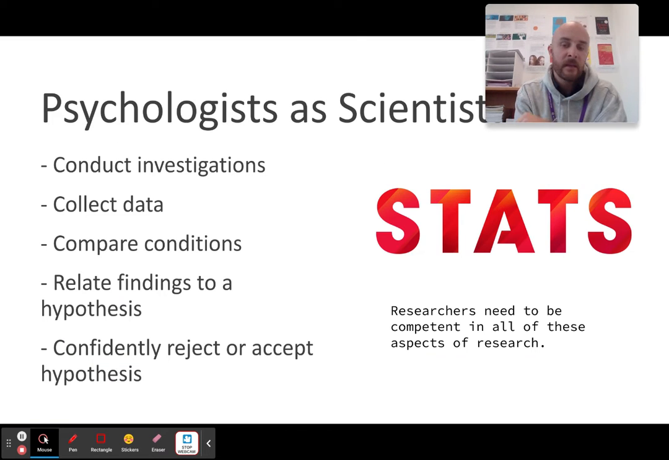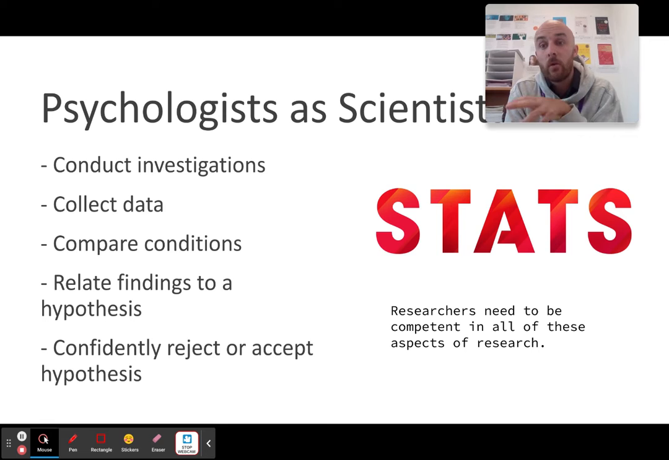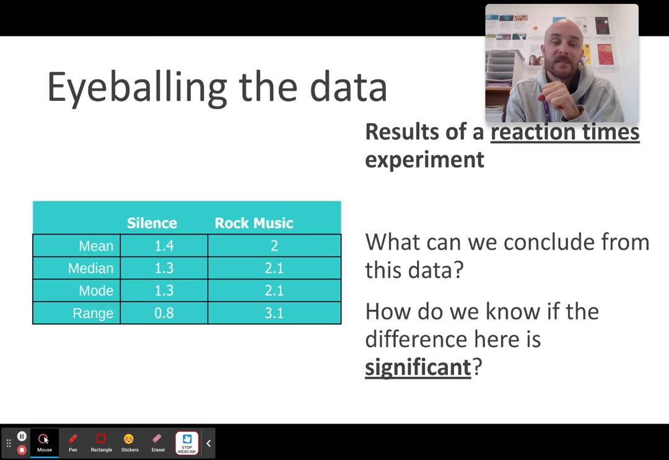So when we're looking at statistics, a psychologist has to do all of this, right? They have to conduct the investigations, collect the data, and then at the end of it, they have to confidently reject or accept an alternate or a null hypothesis, right? So if you want to go down the psychology route, you do need to be good at stats. You absolutely need to be good at stats, or you need to understand how to do statistics.